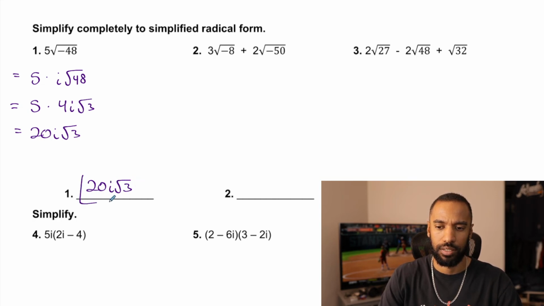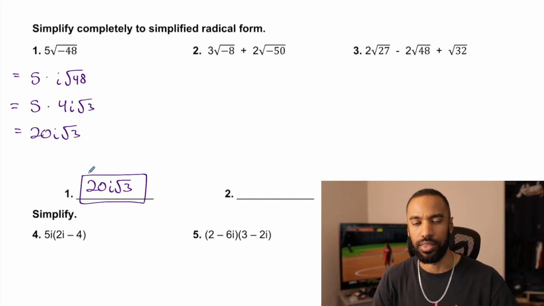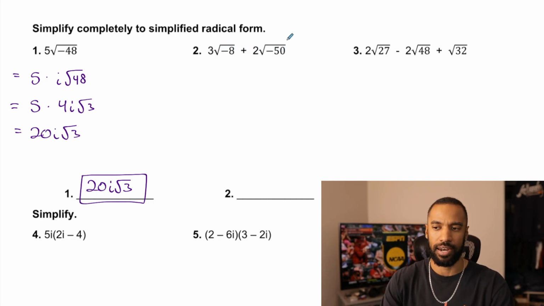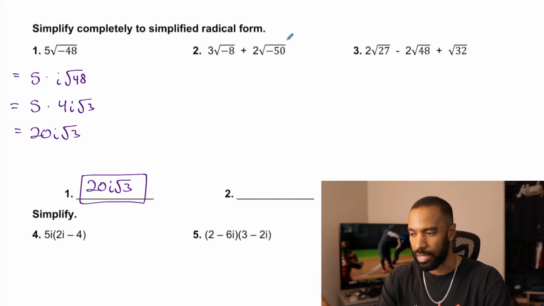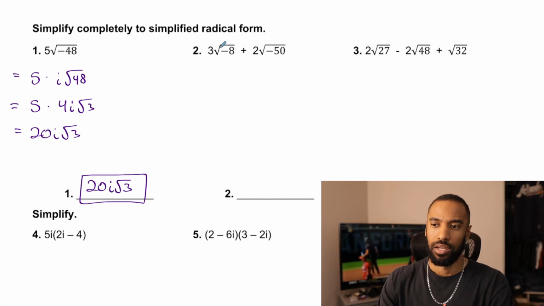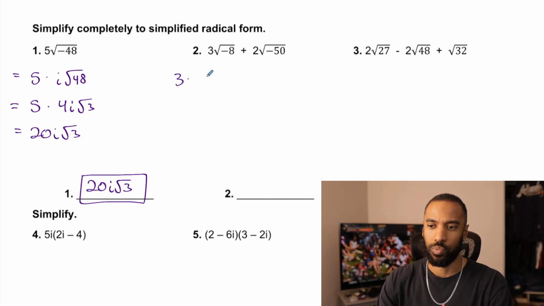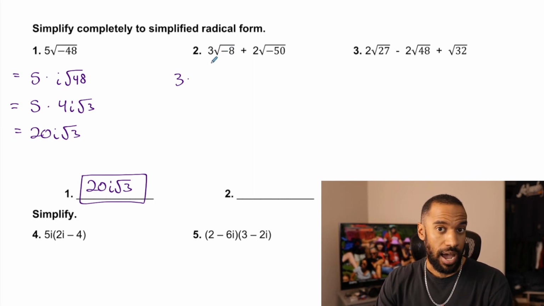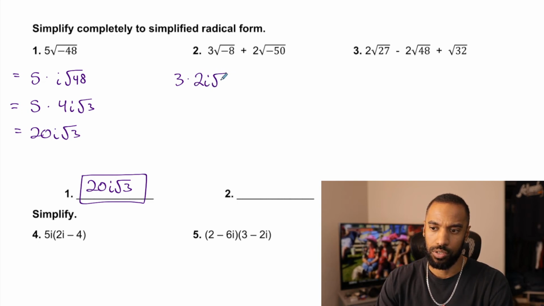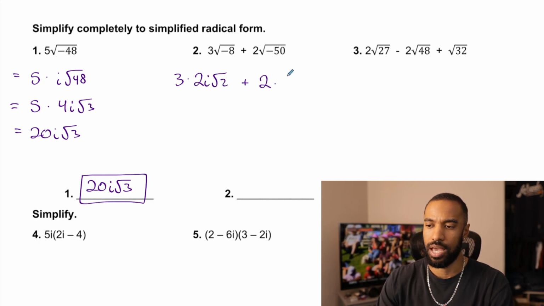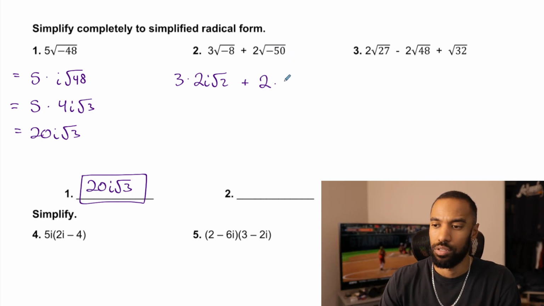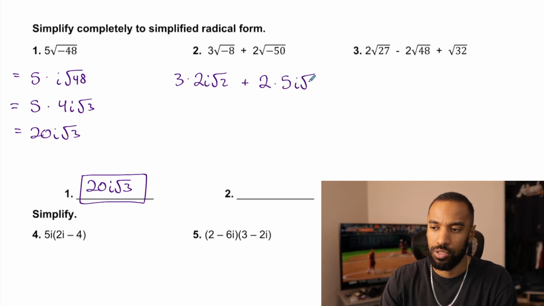20i root 3. And I'm going to speak a little bit faster on this now. We've simplified before, but we haven't added them together. Now, it's pretty straightforward. You combine anything that's alike, that shares common factors. But right here, 3 times square root of -8. That is 3 times, so there's an i, right? Root 8 is 2 root 2, root 4 times root 2. So it's 3 times 2i root 2 plus 2 times, remember there's an i here, root 50 is root 25 times root 2. So 5 root 2. So 5i root 2.